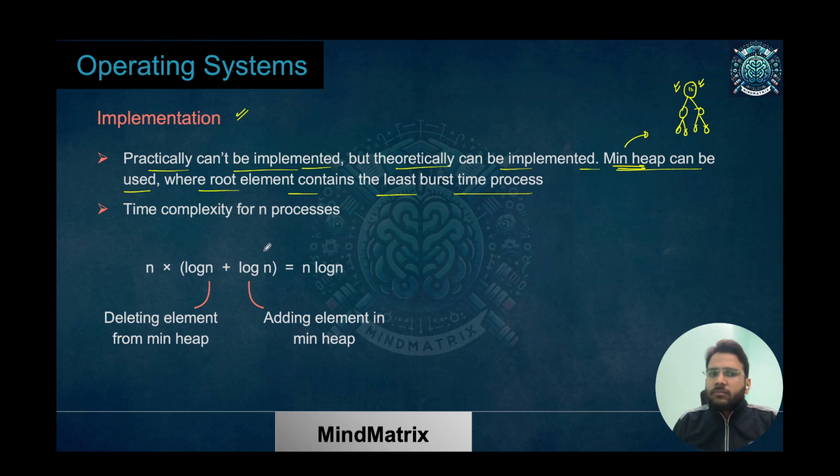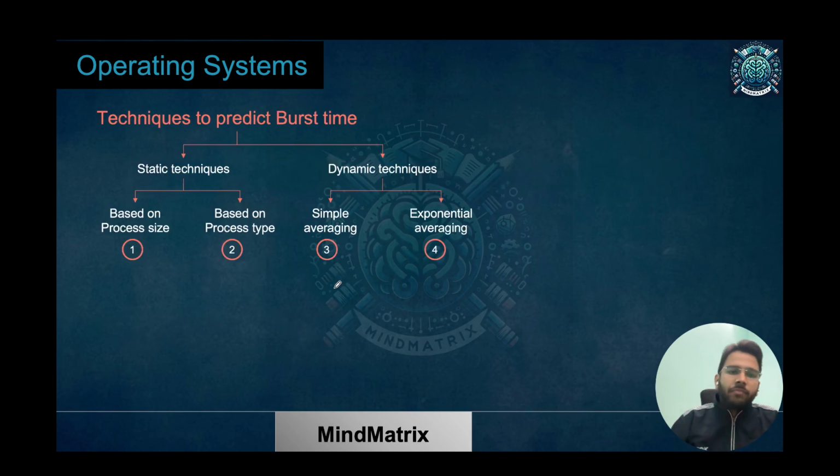Okay, but as we know, burst time we don't know in advance. But if we say, okay, these are the burst times of the processes, then we can use this data structure in the program. Time complexity for n processes: adding an element in min heap takes log n, deleting an element from min heap again takes log n, and for n processes it is going to be n log n. This is going to be the time complexity.